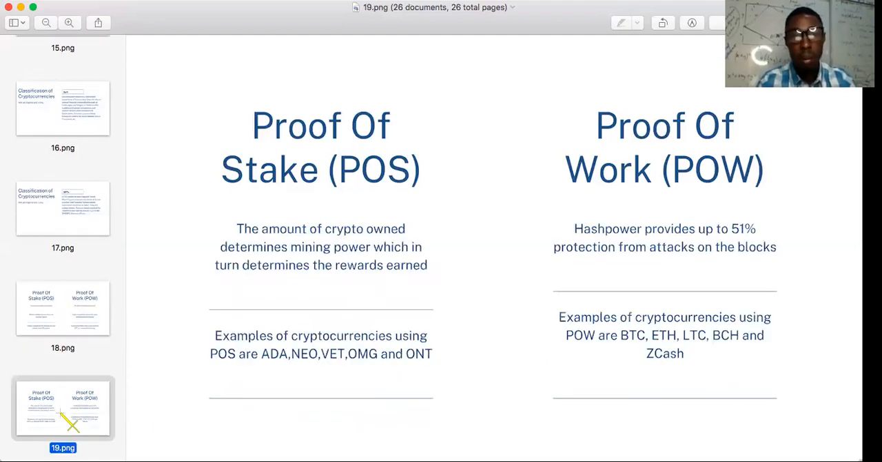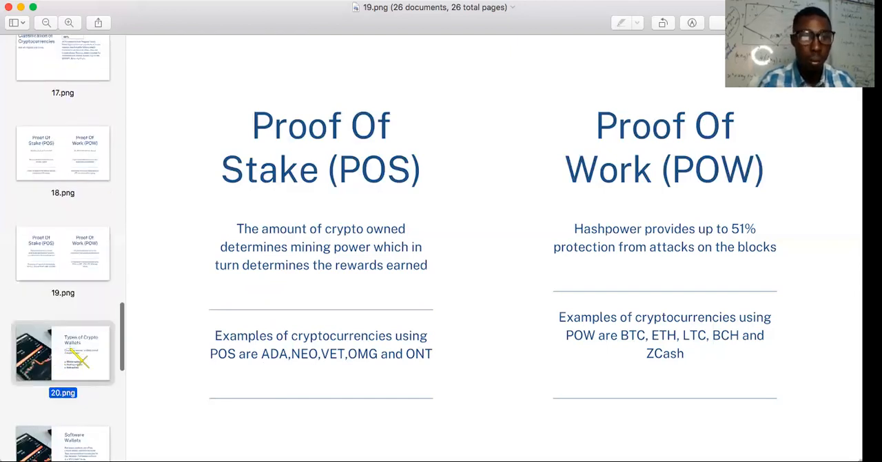Okay, let's move further now. The amount of cryptocurrency owned determines the mining power in proof of stake. In proof of work, hash power provides up to 51% protection from attack on the block. Examples of cryptocurrency using POS are Cardano, ADA, NEO, VET, OMG, ONT. Examples of cryptocurrency using proof of work are BTC, Ethereum, Litecoin, BCH, and Zcash. Some cryptocurrencies use proof of stake, while others use proof of work. Some use a combination of the two.